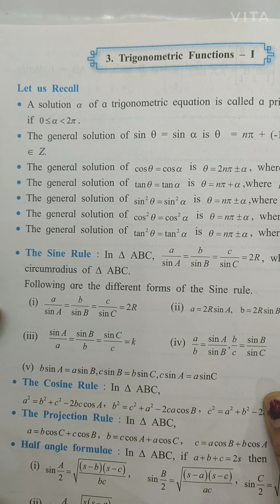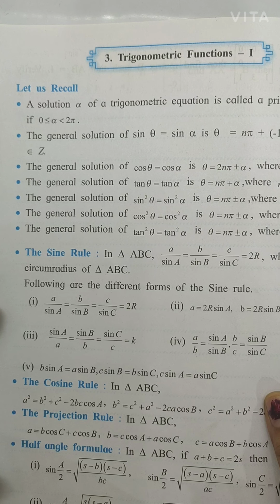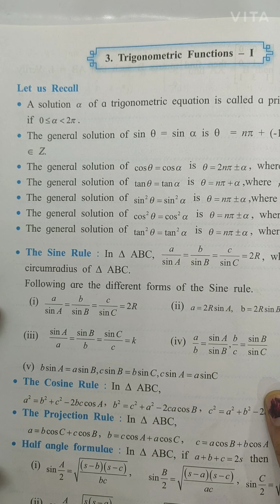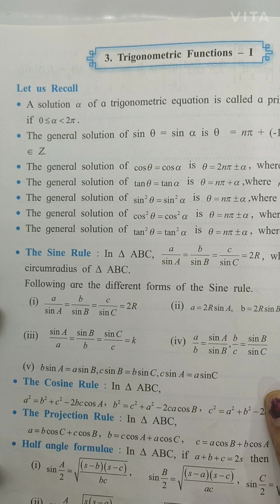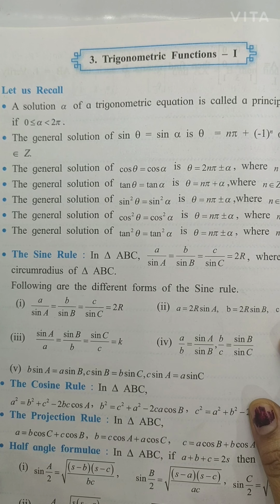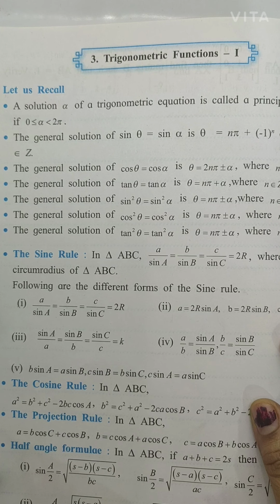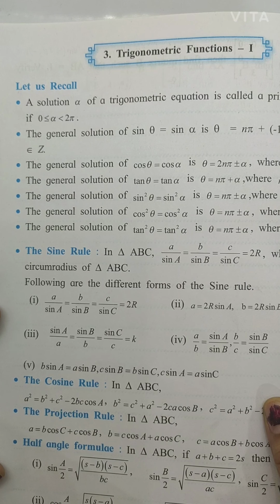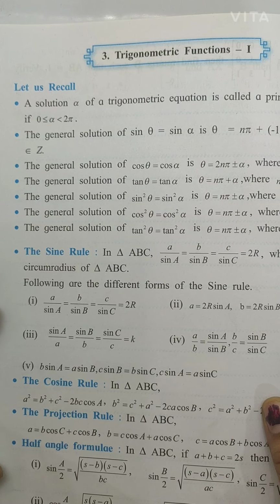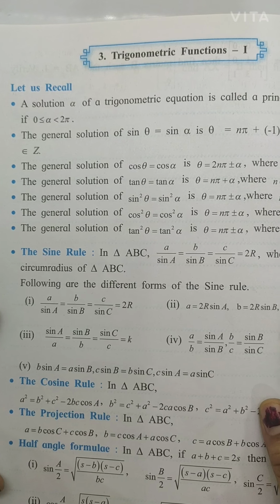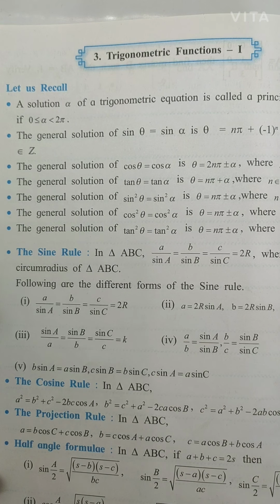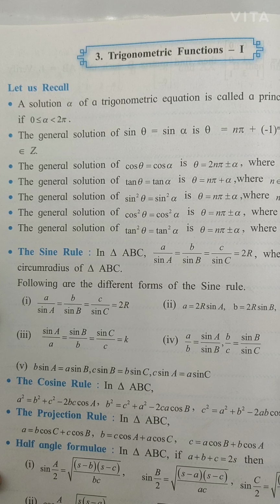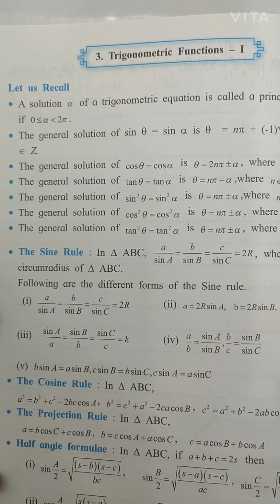Today we are discussing our mathematics practical, and the name of the practical is trigonometric functions part 1. There are two parts of the chapter trigonometric functions, part 1 and part 2. So let's recall a few concepts. A solution alpha of a trigonometric equation is called a principal solution if alpha lies between 0 and 2 pi, where 0 is included and 2 pi is excluded.